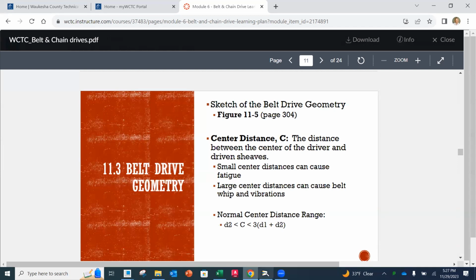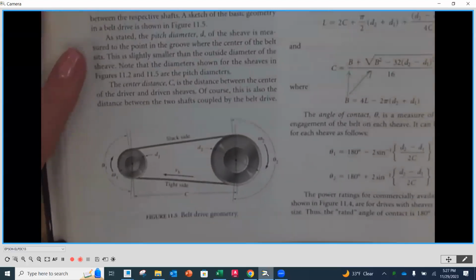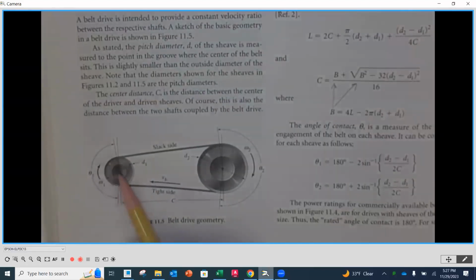So as we had pointed out, the smaller sheave here is going to be called the driver. And the larger sheave is going to be called the driven sheave. And then they're going to be connected. The belt is going to be going over the top of them.